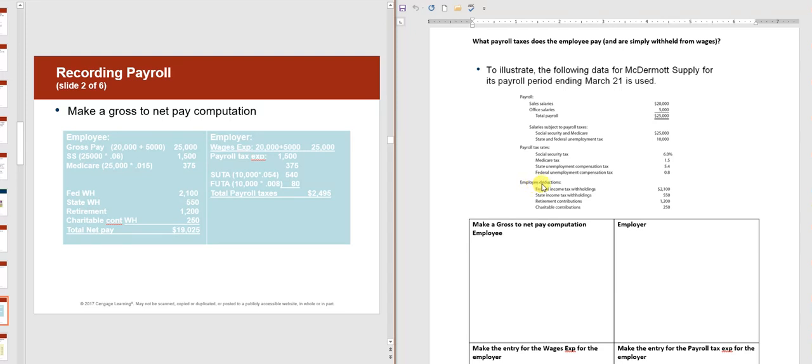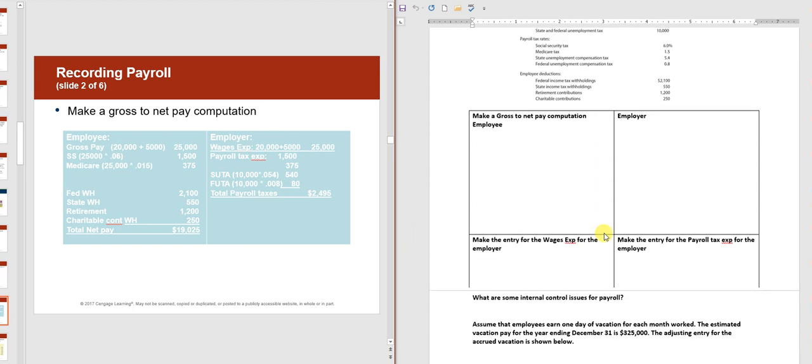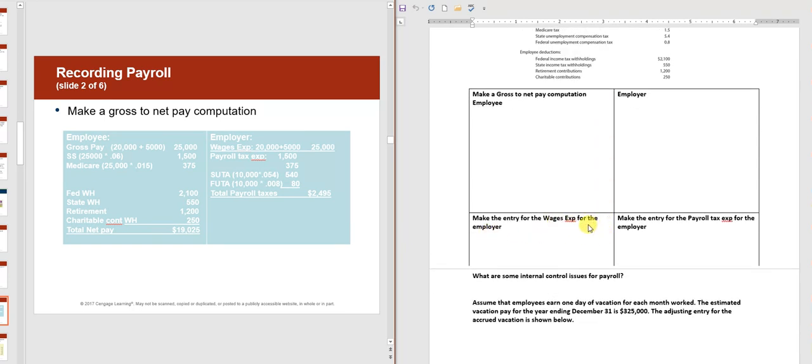Then other employee deductions are federal income tax withholding, so I subtract that. State withholding, 50, retirement contributions, charitable contributions. So the employee's net pay is 19,025, and if I add up the 15, 375, 540, and 80, that's 2495. So now I'm going to make the entry for wages expense for the employer. So even though this is their net pay, you can honestly use this computation to make the journal entry very simple.